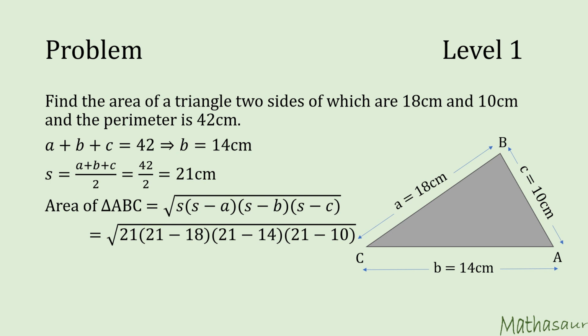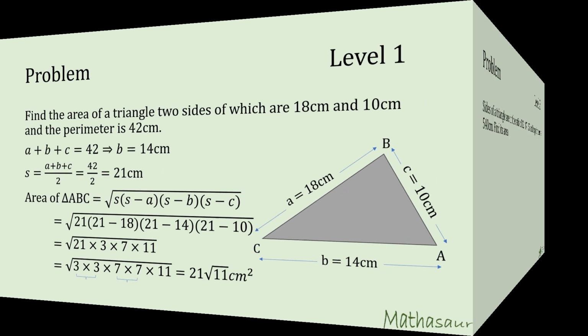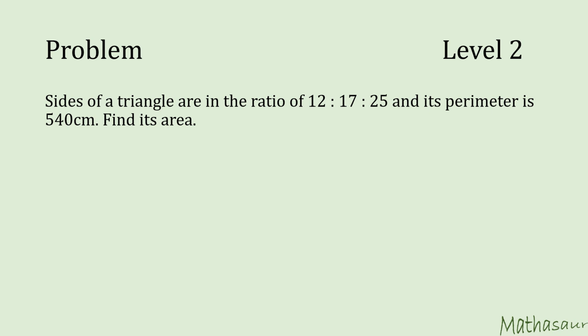and simplify. Let us prime factorize the numbers under the square root, identify pairs of prime factors, and we find that the area of triangle ABC is 21 times square root of 11 centimeters square. Let us look at another problem. Sides of a triangle are in the ratio of 12:17:25 and its perimeter is 540 centimeters.